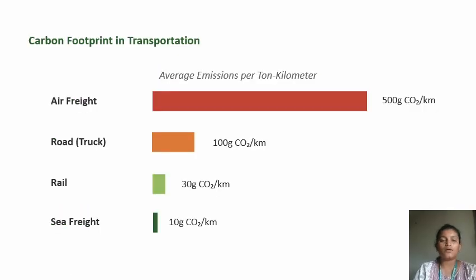Let me see about carbon footprint in transportation. Different transport modes vary in emissions. They are average emission per ton kilometer. These four are majorly used in carbon footprint. First one, air freight, road, rail, sea freight. These are the values in the average emission per ton kilometer, which vary across transportation modes. Air freight is the highest value for transportation, then sea freight is the lowest value in the transportation.